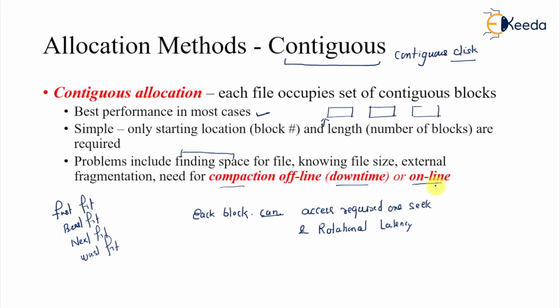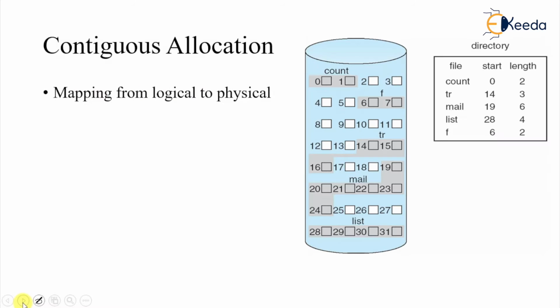But this online operation will be very costly. If the system is not busy, then we can do the compaction, and it's a costly operation because disks are slow. We have even commented that compaction is not possible because of the slowness of the disk.